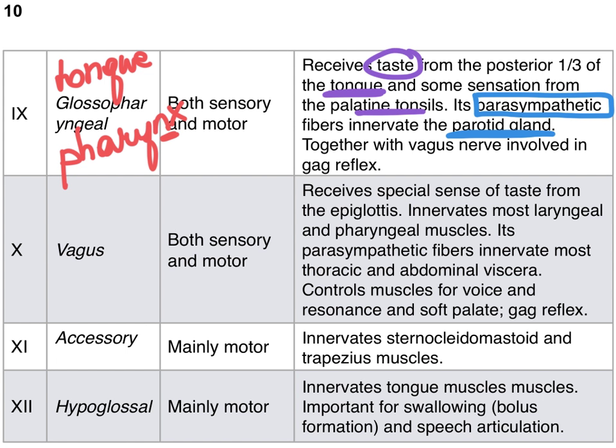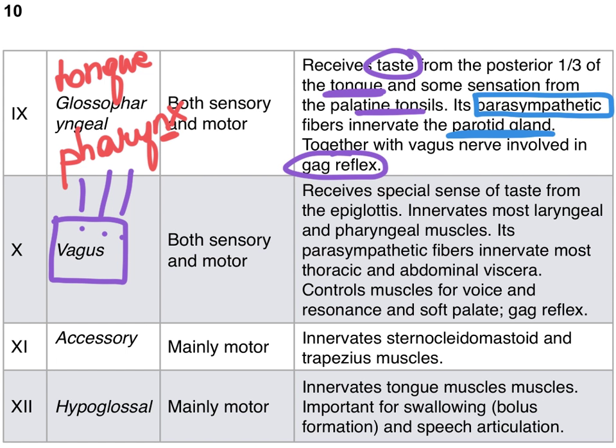This is one of two nerves that is involved in the gag reflex. The vagus nerve is as well. So number 10 is the vagus nerve. This is definitely a nerve you must know. You must know, you must know, you must know. It is a very important nerve in the body. It is a nerve that you will talk over and over about in AMP2 as well as in pathophysiology, possibly in pharmacology, etc.